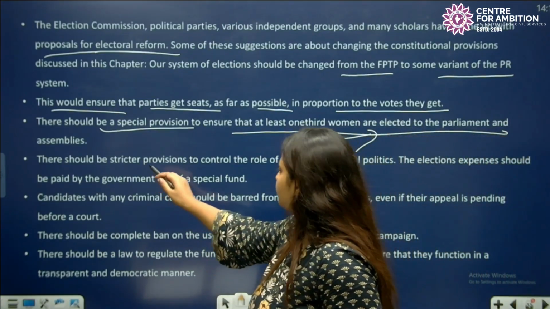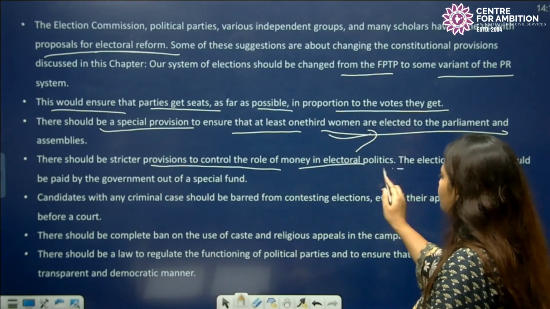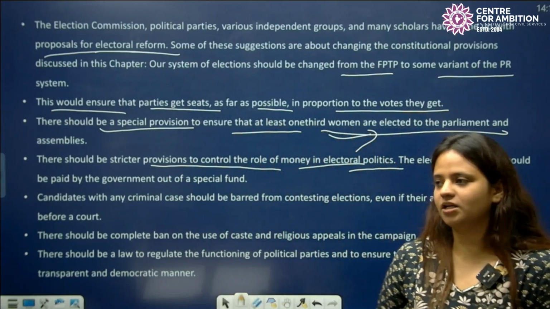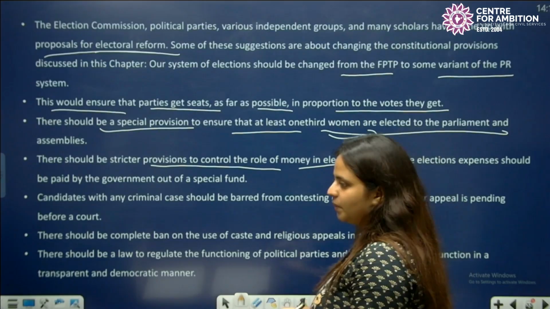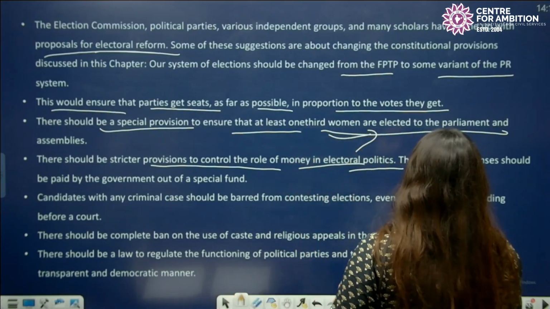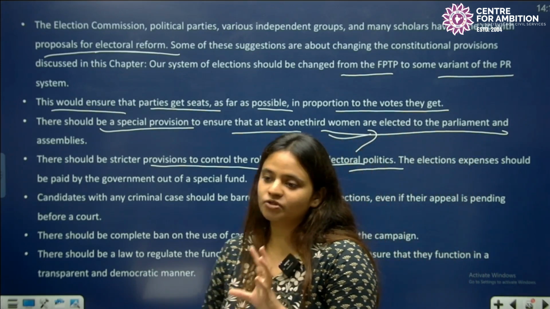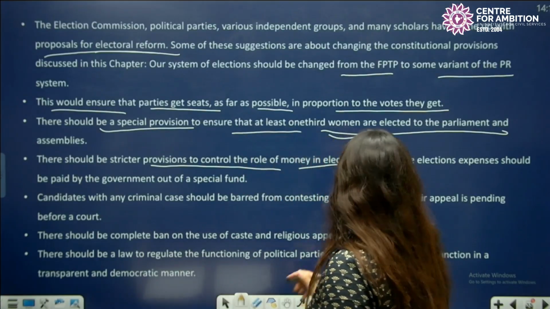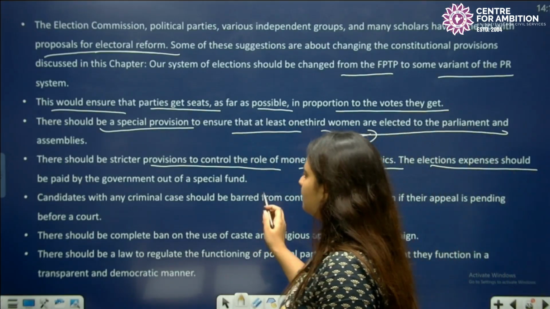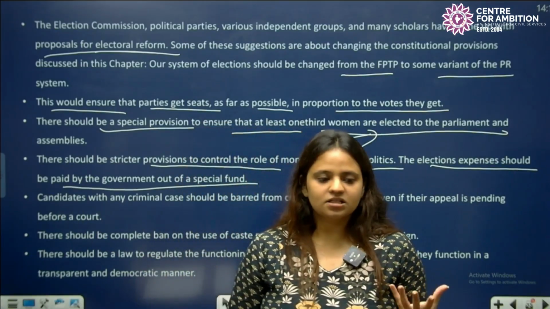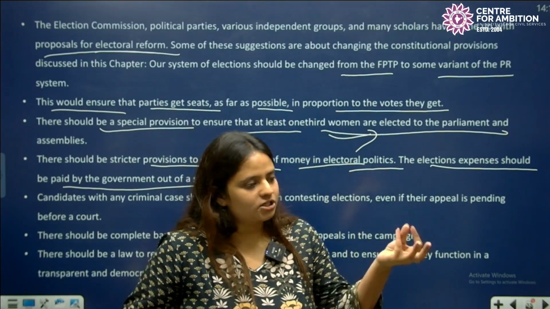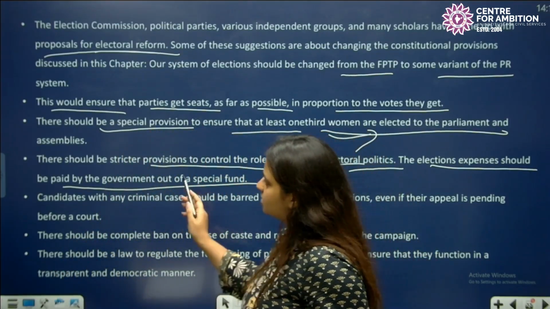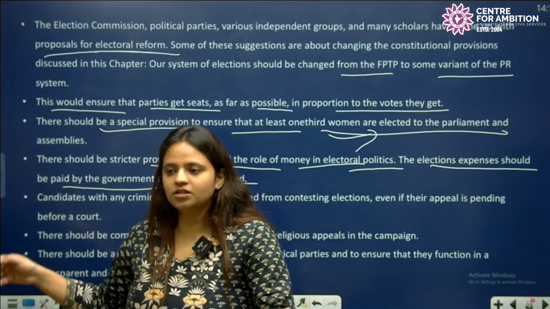There should be a stricter provision to control the role of money in electoral politics. The role of money in the political party should also be controlled by the election commissioner. The election commissioner should also put restrictions on the expenditure of money they can do during the elections. The election expenses should be paid by the government out of a special fund. As it will be taken out of a special fund, the expenses would be limited. So there is a suggestion of stricter provision for expenses during the elections.